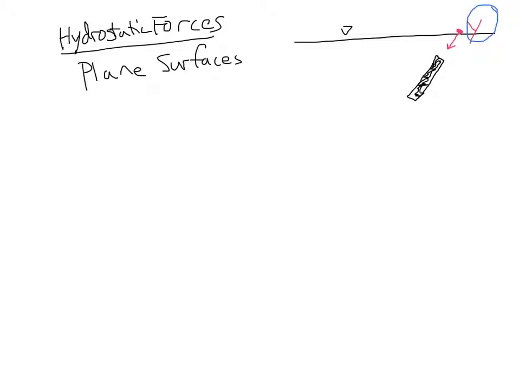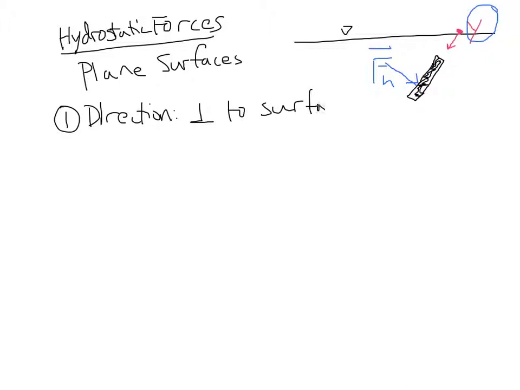What we want to analyze is the effective force that is acting on this plate, F sub h. And we're going to specify that in terms of its direction, its magnitude, and its line of action. First of all, the direction. Because it's a hydrostatic fluid, it cannot support any shear forces, so the direction is perpendicular to the surface, as shown in the sketch.